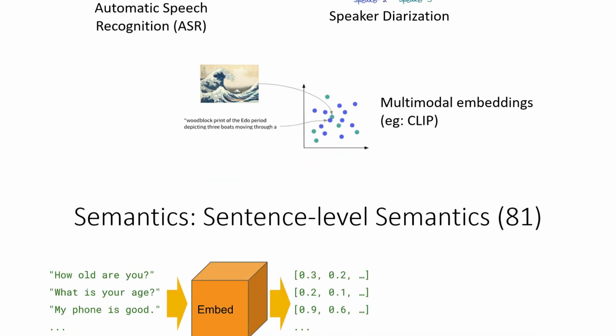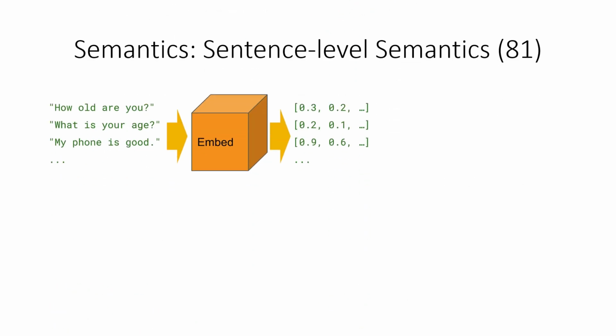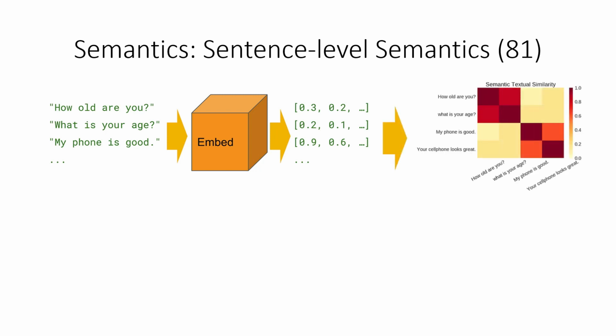The next topic is sentence level semantics with 81 submissions. Previously, we talked about lexical semantics, which deals with the meaning of individual words. In contrast, here we are trying to understand meaning on a sentence level. For example, a model that turns a sentence into an embedding vector. And these embeddings may be used to compare the textual similarity between sentences.